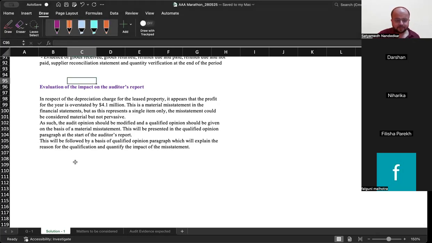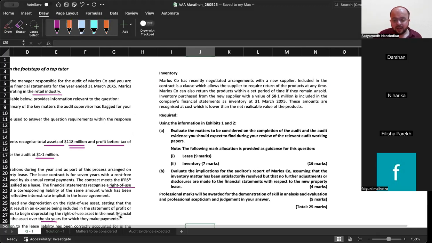Okay. Now, last part: evaluate the implications for the auditor's report of Marlowe's company, assuming that the inventory matter has been satisfactorily resolved, but that no further adjustments or disclosures are made to the financial statements with respect to the new property lease.